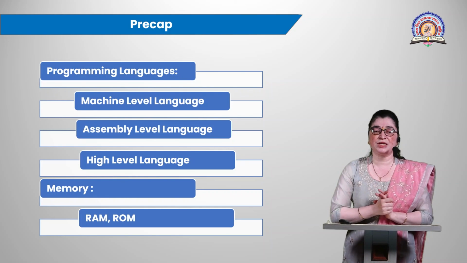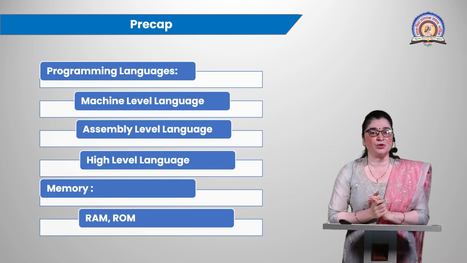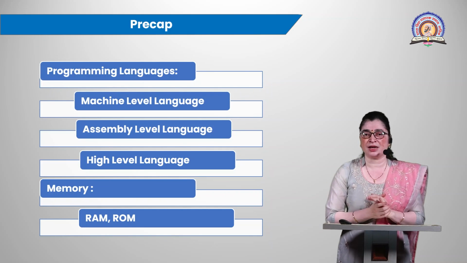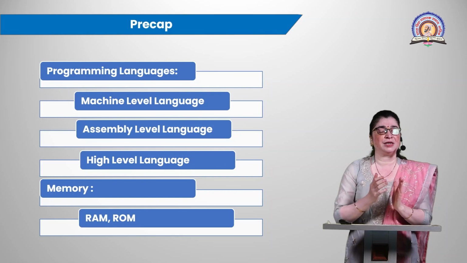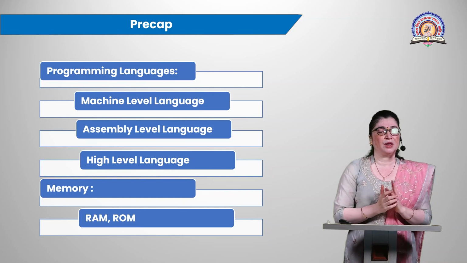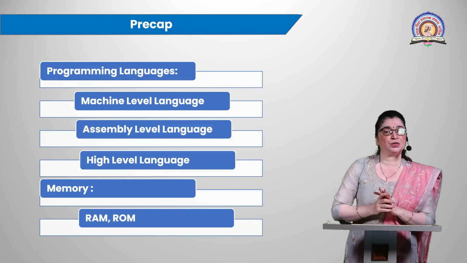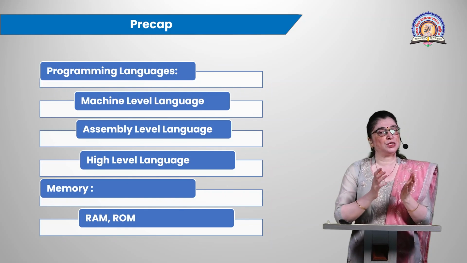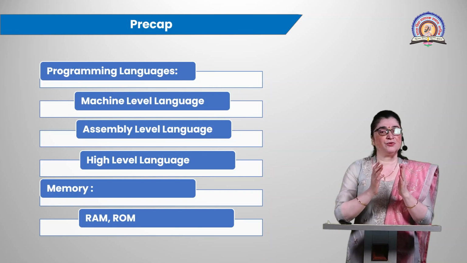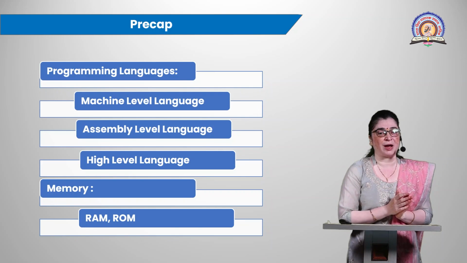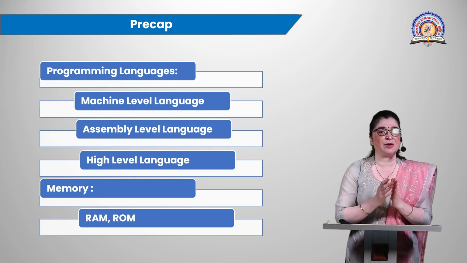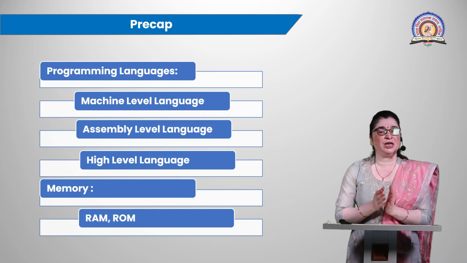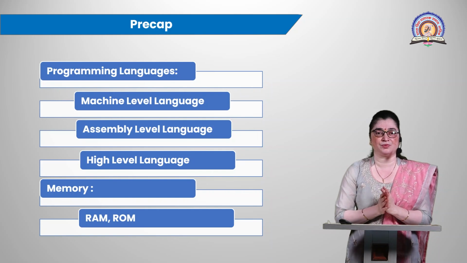So in today's lecture, we have discussed the different types of programming languages, machine level, assembly level, and high level, along with their advantages and disadvantages. Then we have discussed memory or storage unit. We have discussed only primary memory, which includes RAM and ROM. Again, we have discussed the types of RAM, static RAM and dynamic RAM, and types of ROM, PROM, EPROM, and EEPROM. Thank you.